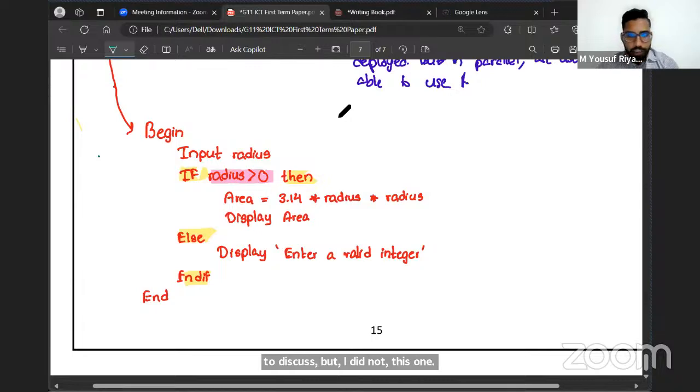Is it end before end? This is called end if. End if, that is, I'm ending the if statement. End if is one word, okay? Not two different words.